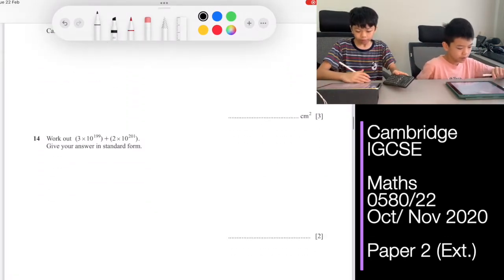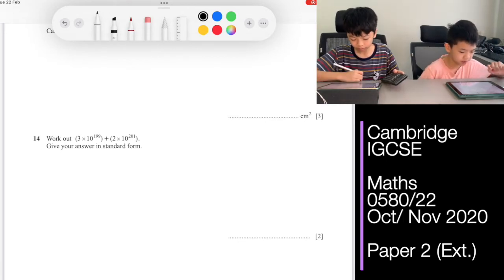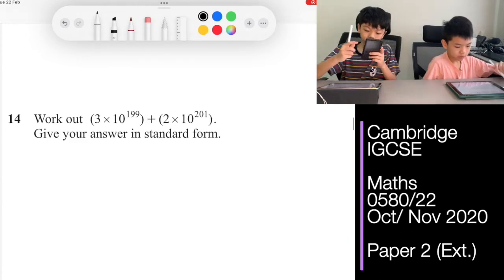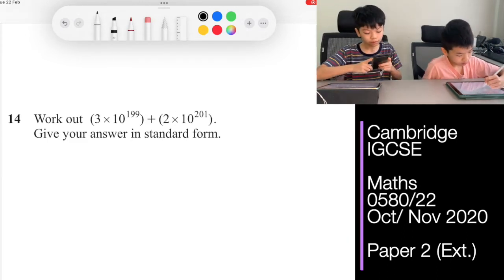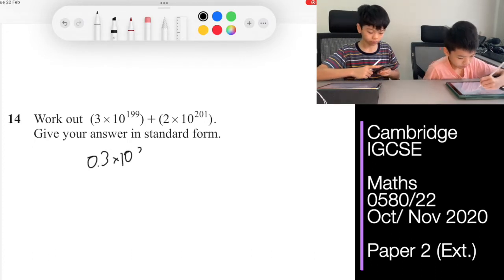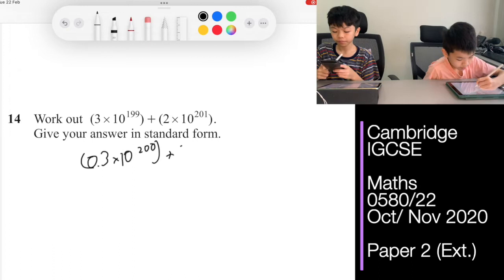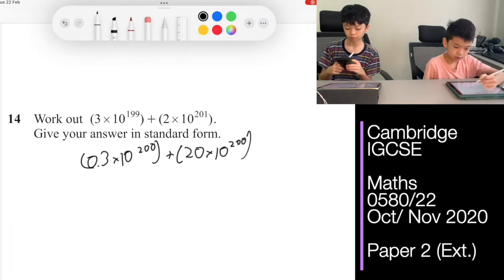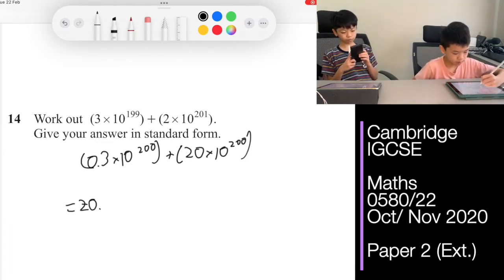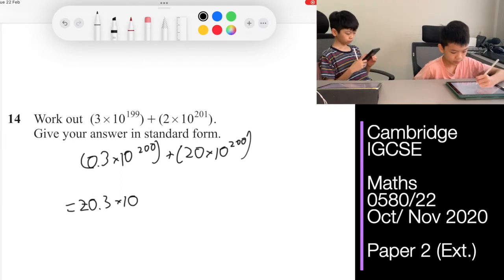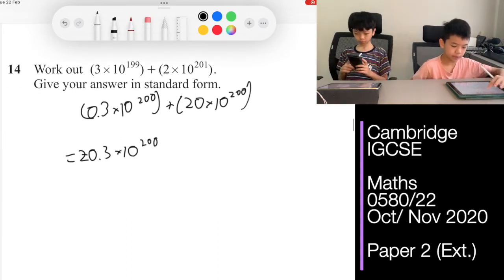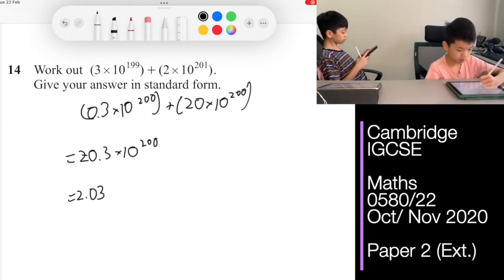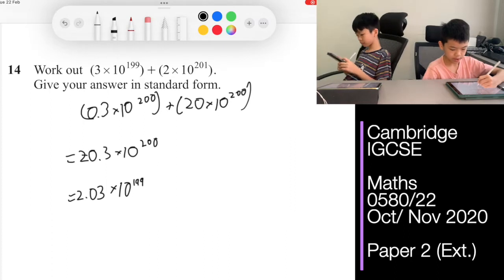Okay, for question 14, work out 3 times 10 to the power of 199 plus 2 times 10 to the power of 201. So what we can do here is 0.3 times 10 to the power of 200 plus 20 times 10 to the power of 200, which is equal to 20.3 times 10 to the power of 200. But then they want it in standard form, so it'd be equal to 2.03 times 10 to the power of 201.